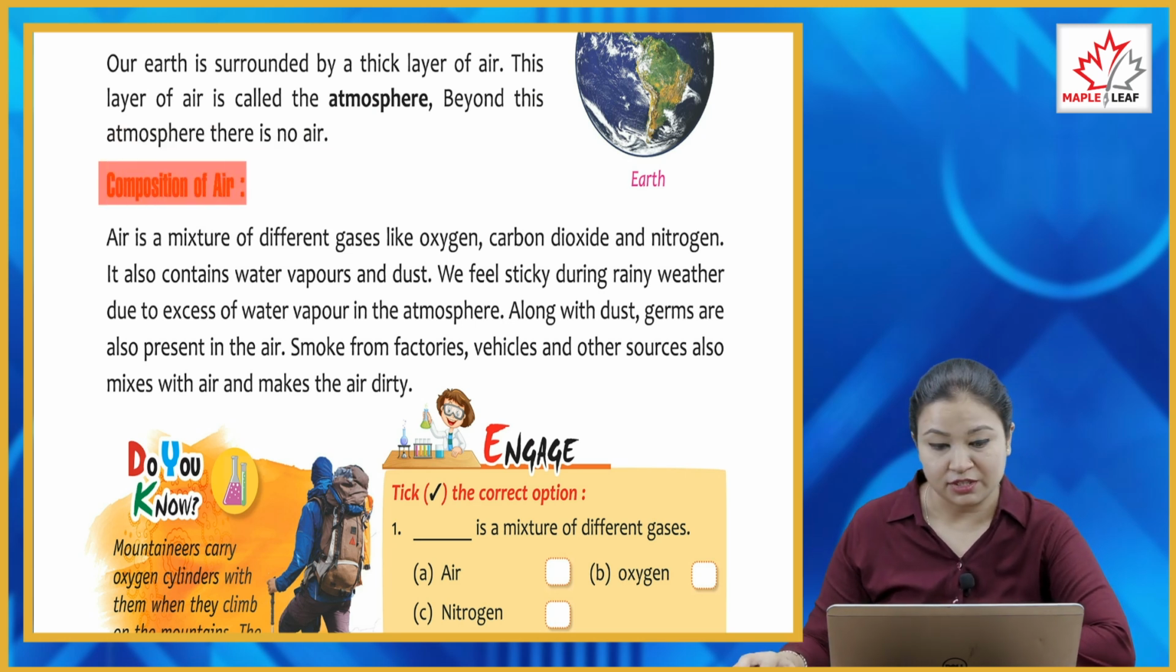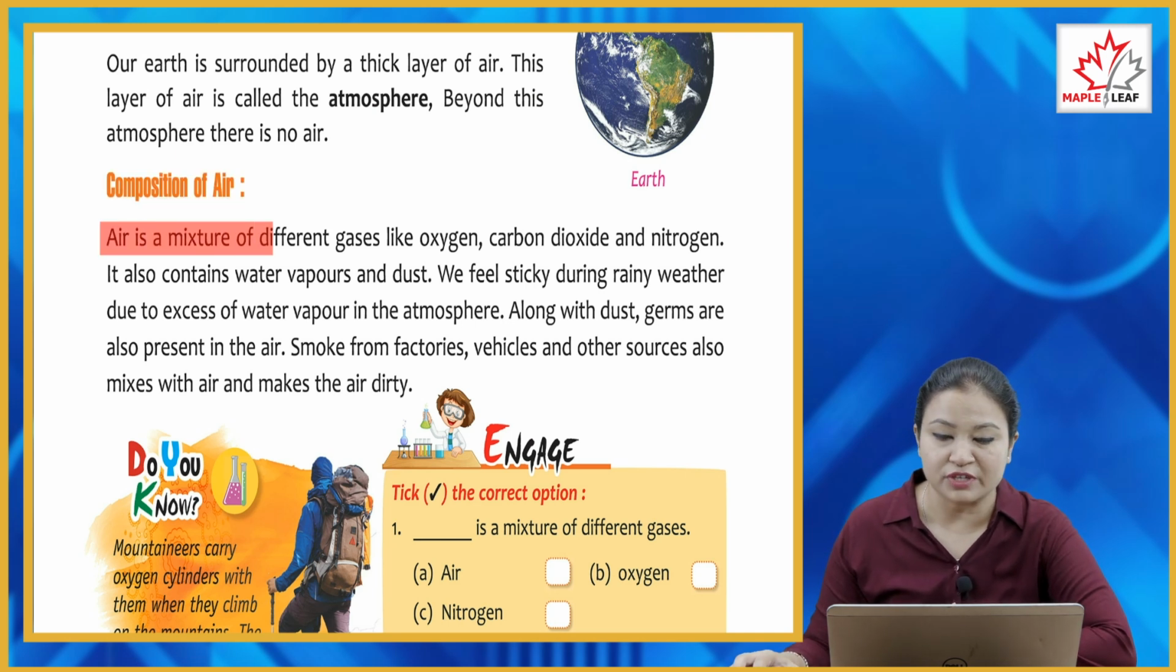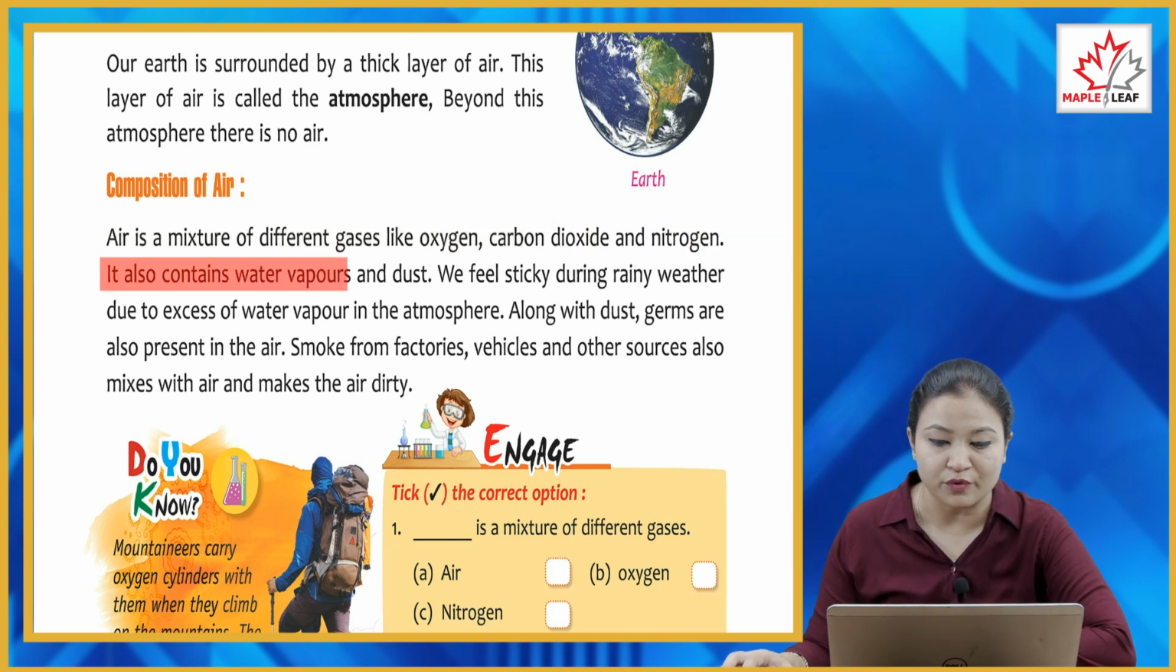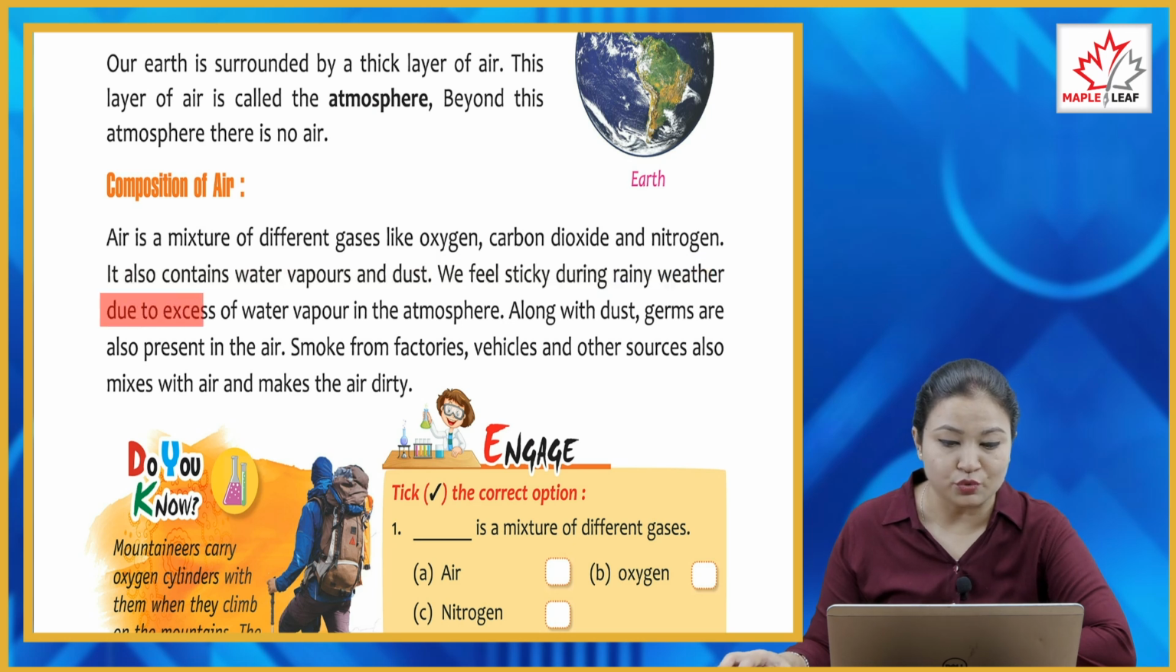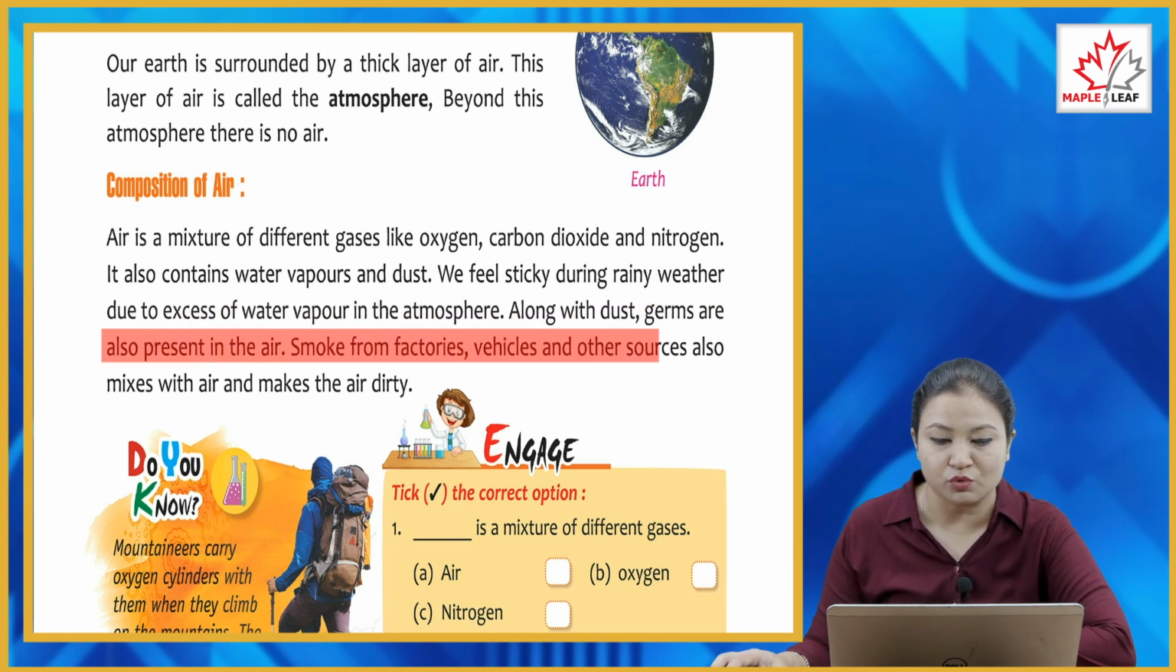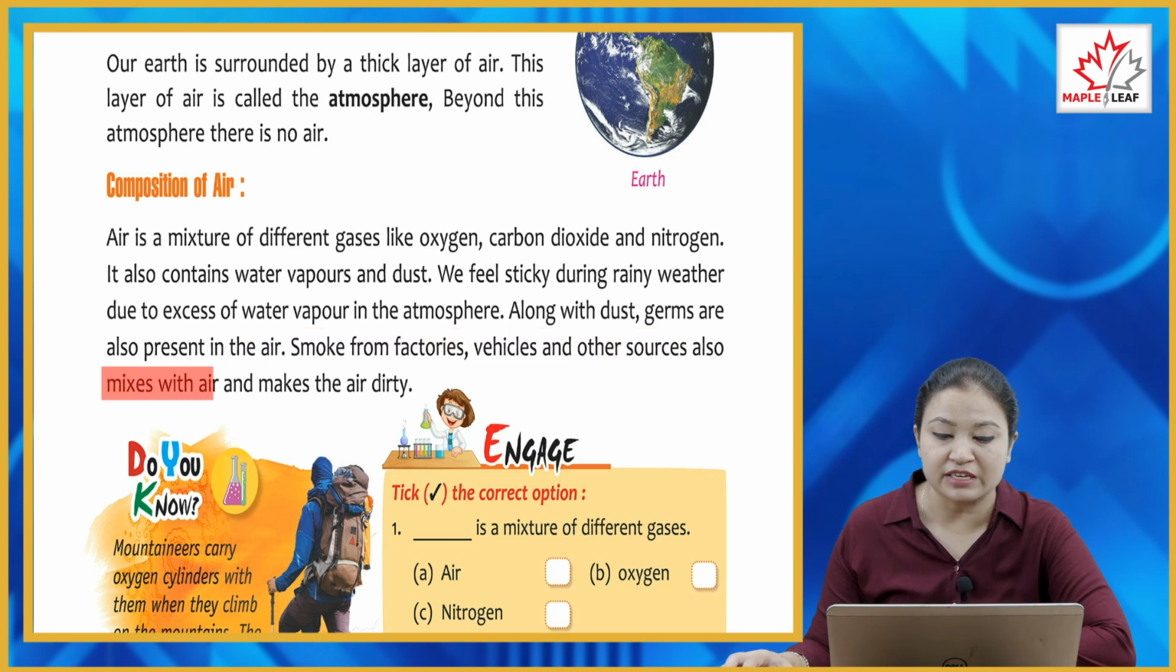Composition of air. Now we will learn how the air is made. Air is a mixture of different gases like oxygen, carbon dioxide and nitrogen. It also contains water vapors and dust. We feel sticky during rainy weather due to excess of water vapor in the atmosphere. Along with dust, germs are also present in the air. Smoke from factories, vehicles and other sources also mixes with air and makes the air dirty.